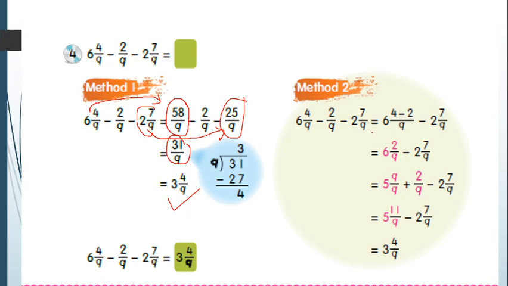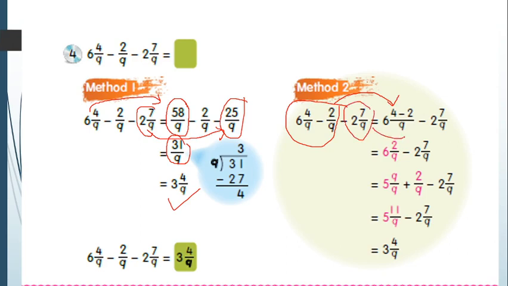For the second method, they did not change it into improper fraction. They use the mixed number itself. So here 6, 4 minus 2 over 9. Right? So we'll have 6, 2 minus 9.